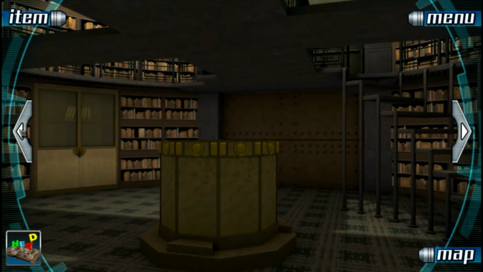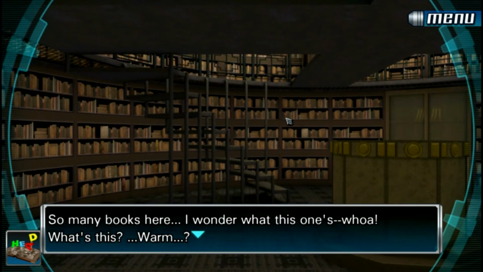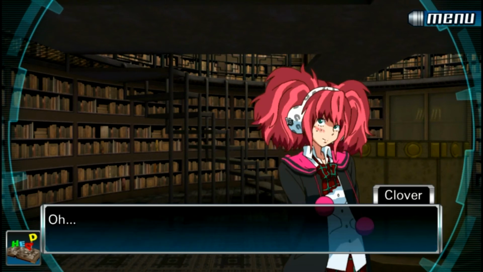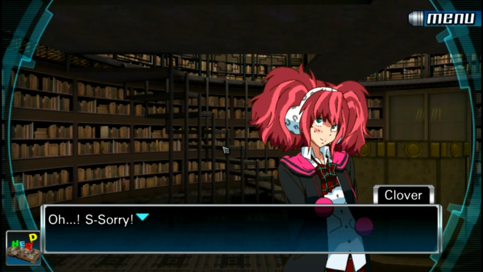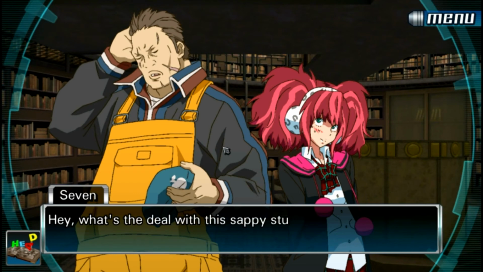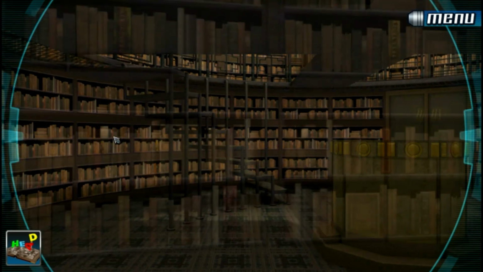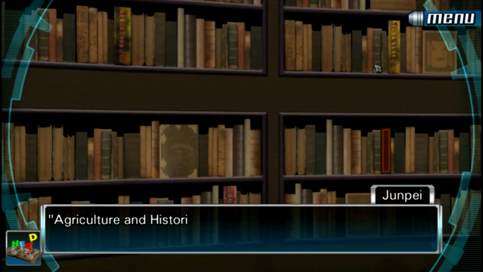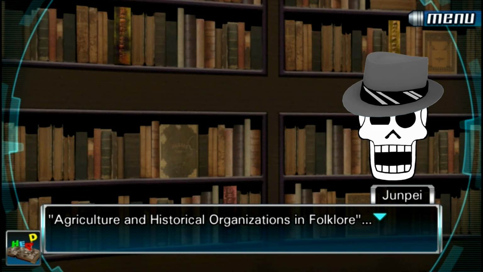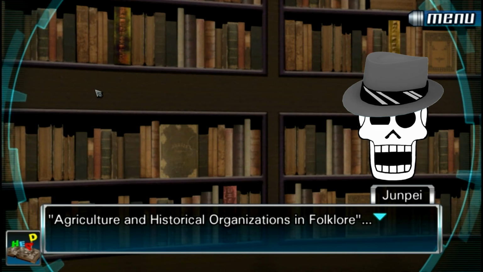Maybe it's a key. Who knows? Let's see what we got here. So many books here. I wonder what this one's... Whoa! What's this? What? Whoa! Oh, sorry. I'm sorry. Hey, what's to do with this sappy stuff? Junpei? I mean, you know, increasing the trust between Junpei and Clover and all that, but let's not go too far, Junpei. Not right now.